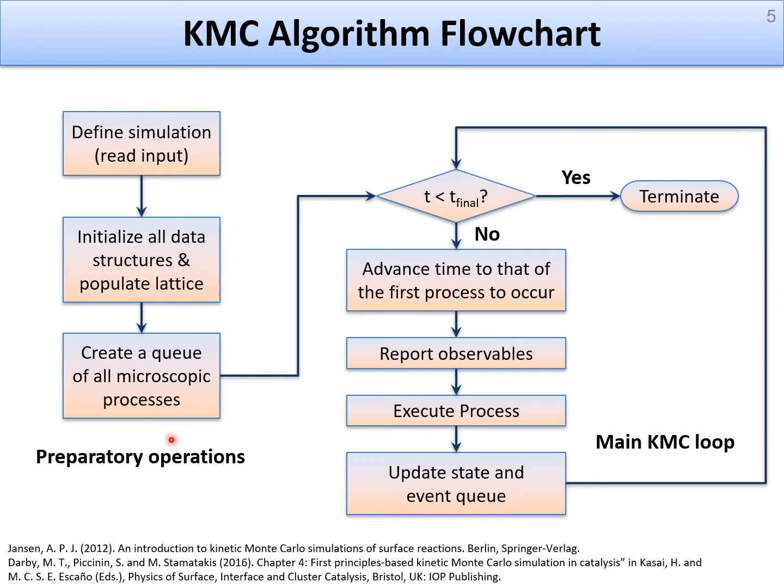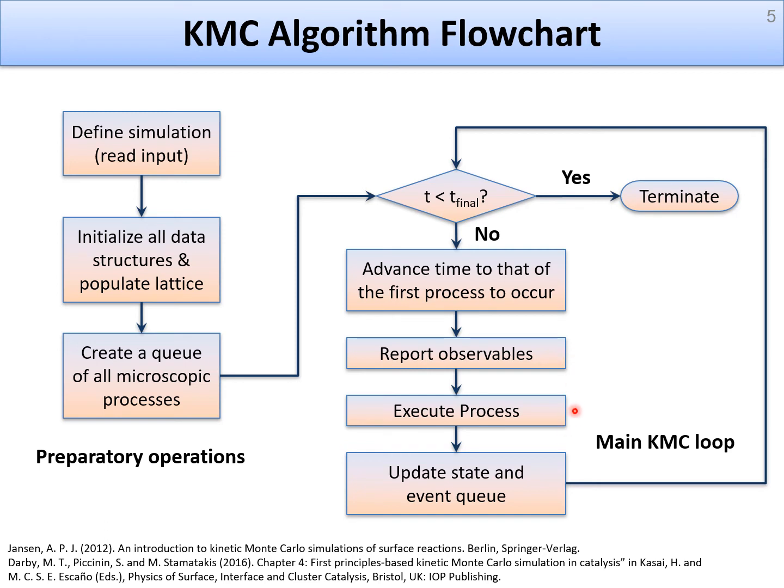So after all these preparatory operations, we enter a loop. This is the main Kinetic Monte Carlo loop, in which the first step is to advance the time to that of the first process, the first elementary event to occur. We want to report the observables and then execute the process. When I say report the observables, we may want to write in the output files the number of adsorbates that we have on the surface, the lattice state, the counts of reactions that have happened, etc. These are the things that we typically report.